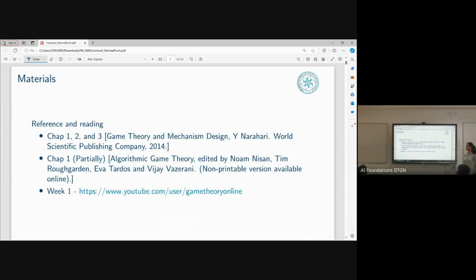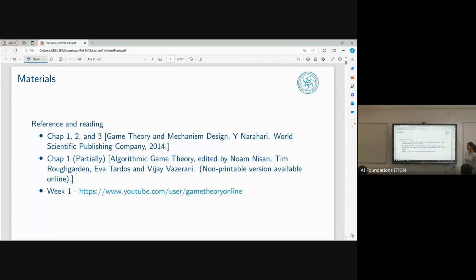this would be the reference and the reading material. This is a game theory and mechanism design book by Narahari. Narahari is a professor at IISc. He's a very big name in game theory in India, and he has a lot of seminal contributions. So I have referred to chapters 1, 2, and 3 of this book.